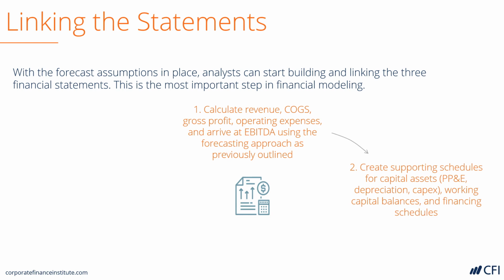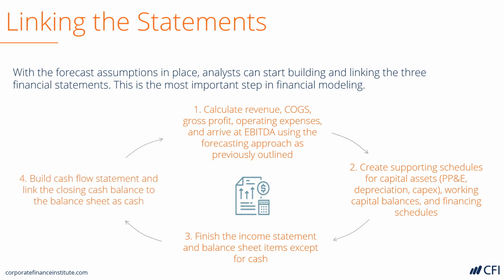So at this point, you create supporting schedules for capital assets, where you can calculate depreciation and CapEx, as well as working capital schedules, where you can calculate balance sheet items like accounts receivable, inventory, and accounts payable. Those schedules will enable you to finish the income statement and balance sheet, except for cash. In order to arrive at cash, you have to actually build the cash flow statement to get the ending balance at the end of the period, which you link back up to the top of the balance sheet, and the model is completely linked and flowing dynamically.